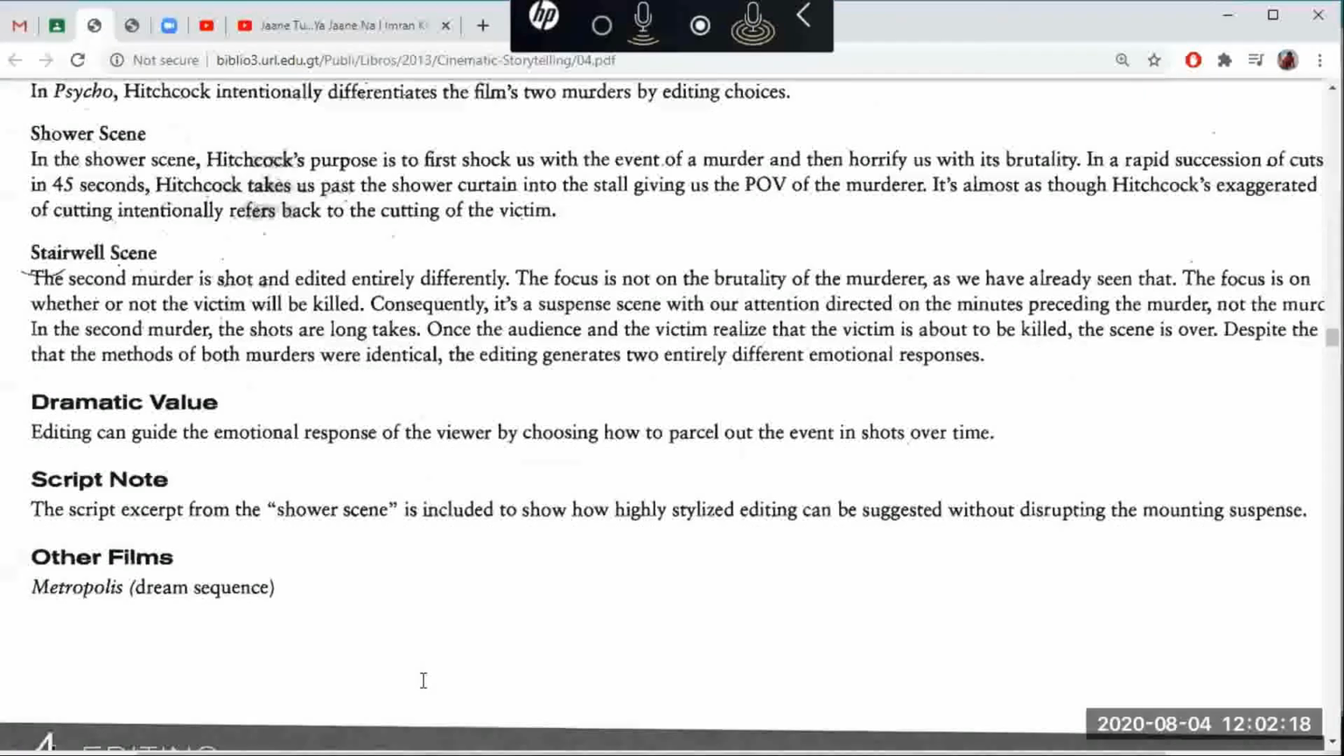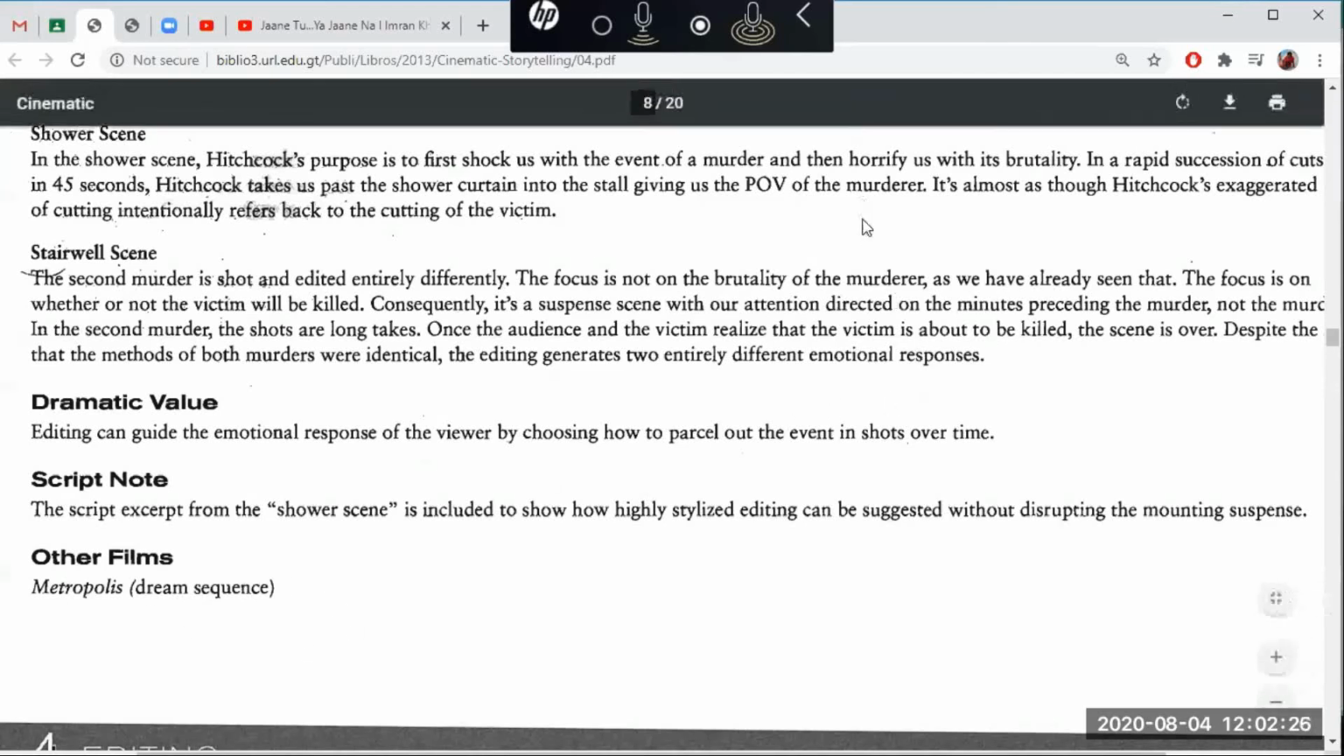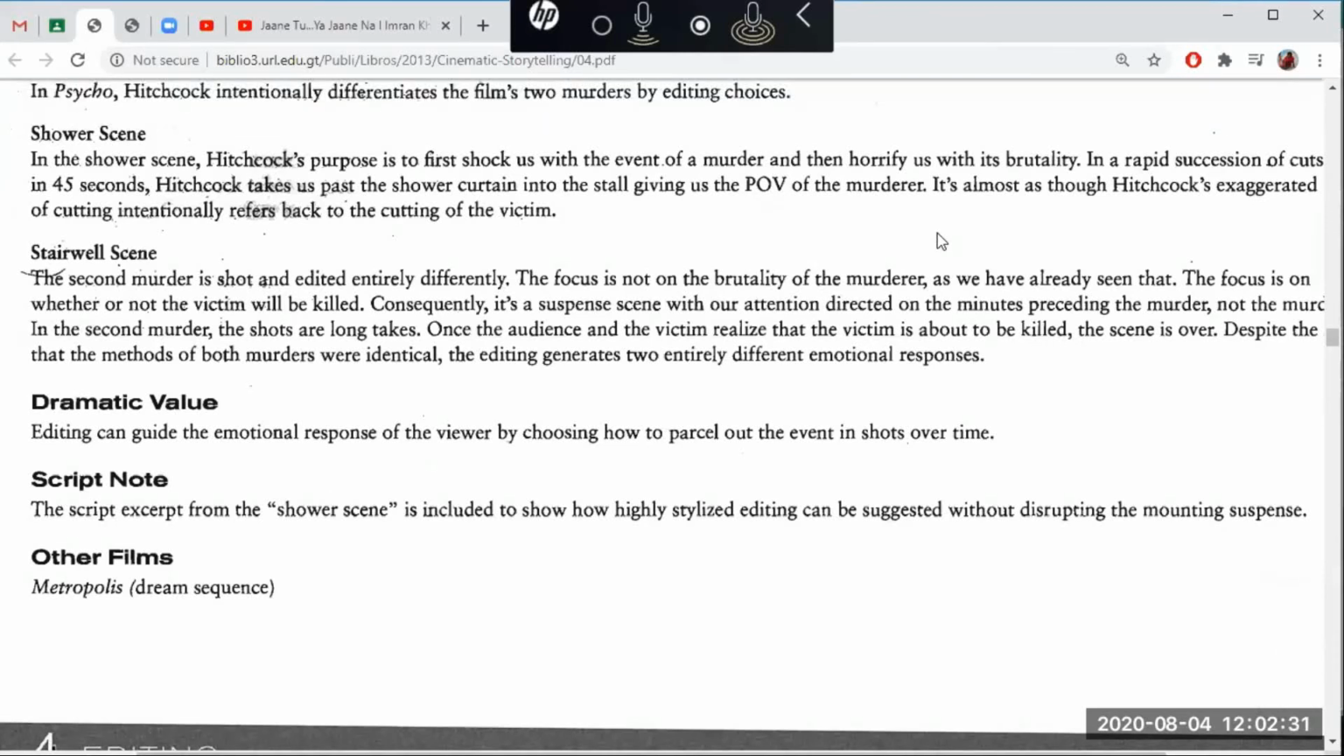It says that the second murder is shot entirely differently, because the focus is not on the brutality. On the first one that we just saw, the focus is on brutality, right? In the shower scene, the focus is on brutality, how he attacks her, how he keeps on stabbing her. So brutality is emphasized through constant stabbing in the shower. But the second scene does not emphasize the brutality of Psycho. It does emphasize suspense, right?